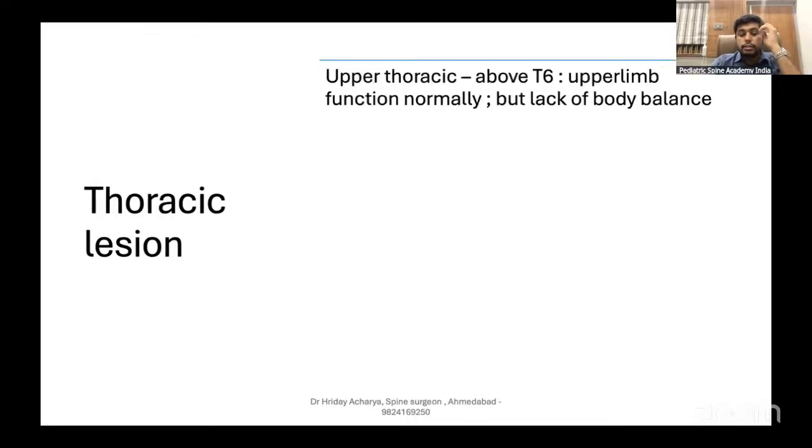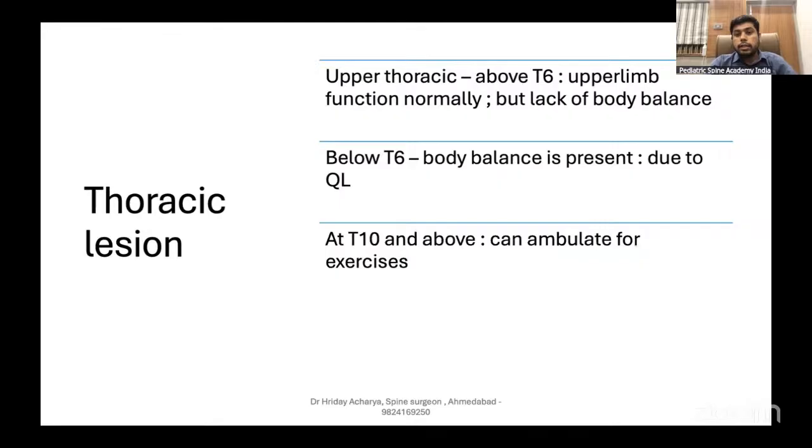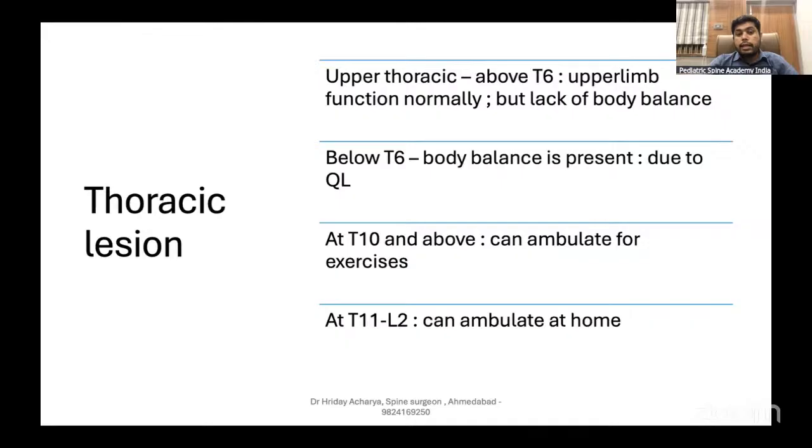Now coming to thoracic injuries. We all know that thoracic nerve roots are sensory, and motor function is relatively limited to the thoracic spine. Any level above T6 means the upper body is functional and there is complete lack of body balance because the paraspinal muscles are also not active. Below T6, there is some movement of the lower body because of the quadratus lumborum, which is supplied a level below T6. T7 and below, the patient can ambulate and exercise. And at T10, 11, they can be ambulating at home also.